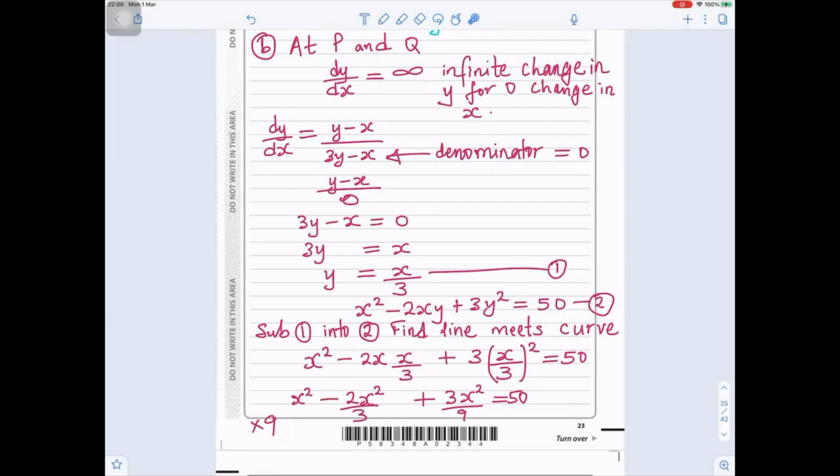So we want 3y minus x to be equal to 0. So 3y is equal to x. You take x to the right hand side, and y is x over 3. That's your equation 1. And this is equation 2.